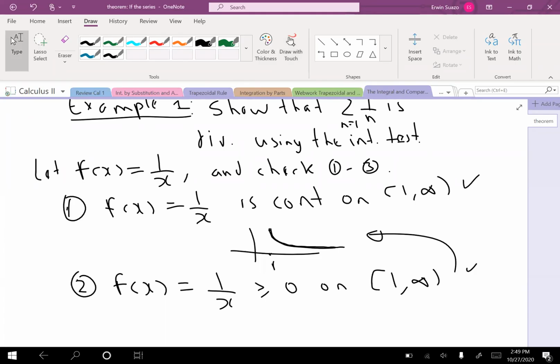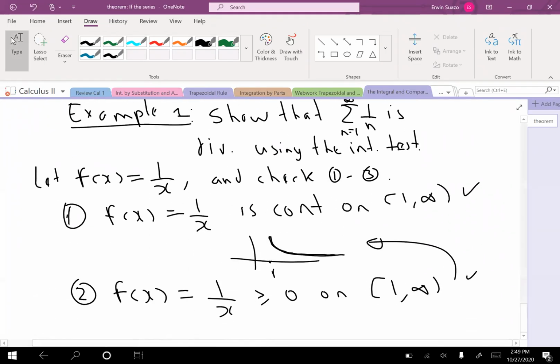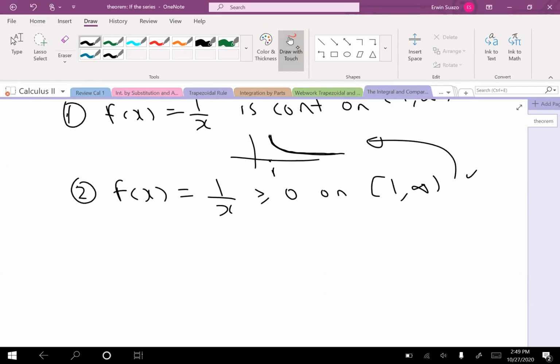The third one, sorry, is that the function is decreasing. How can I show that the function is decreasing? I mean, you can graph it, right? You just show me the graph that the function is decreasing. That's probably okay. But in one other way you can check that the function is decreasing. What did you learn in calculus? How do you find that the function is decreasing?